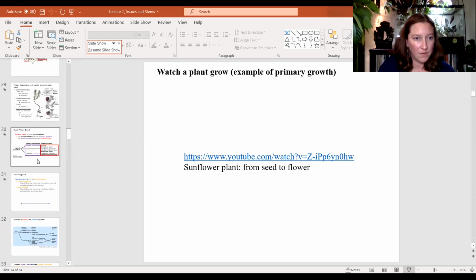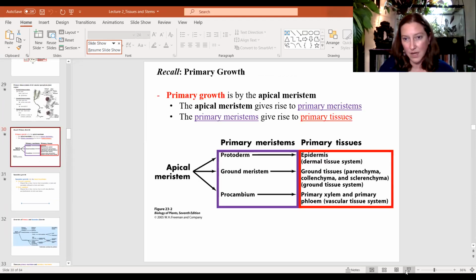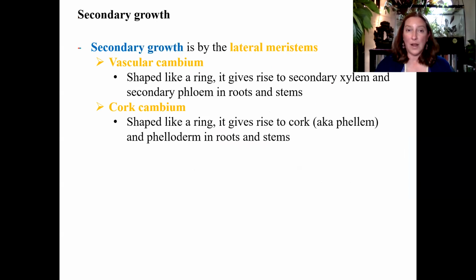So we left off here. Right, so far we've only talked about primary growth. Now we're going to talk about secondary growth. Remember, all plants do primary growth, but only some plants do secondary growth.